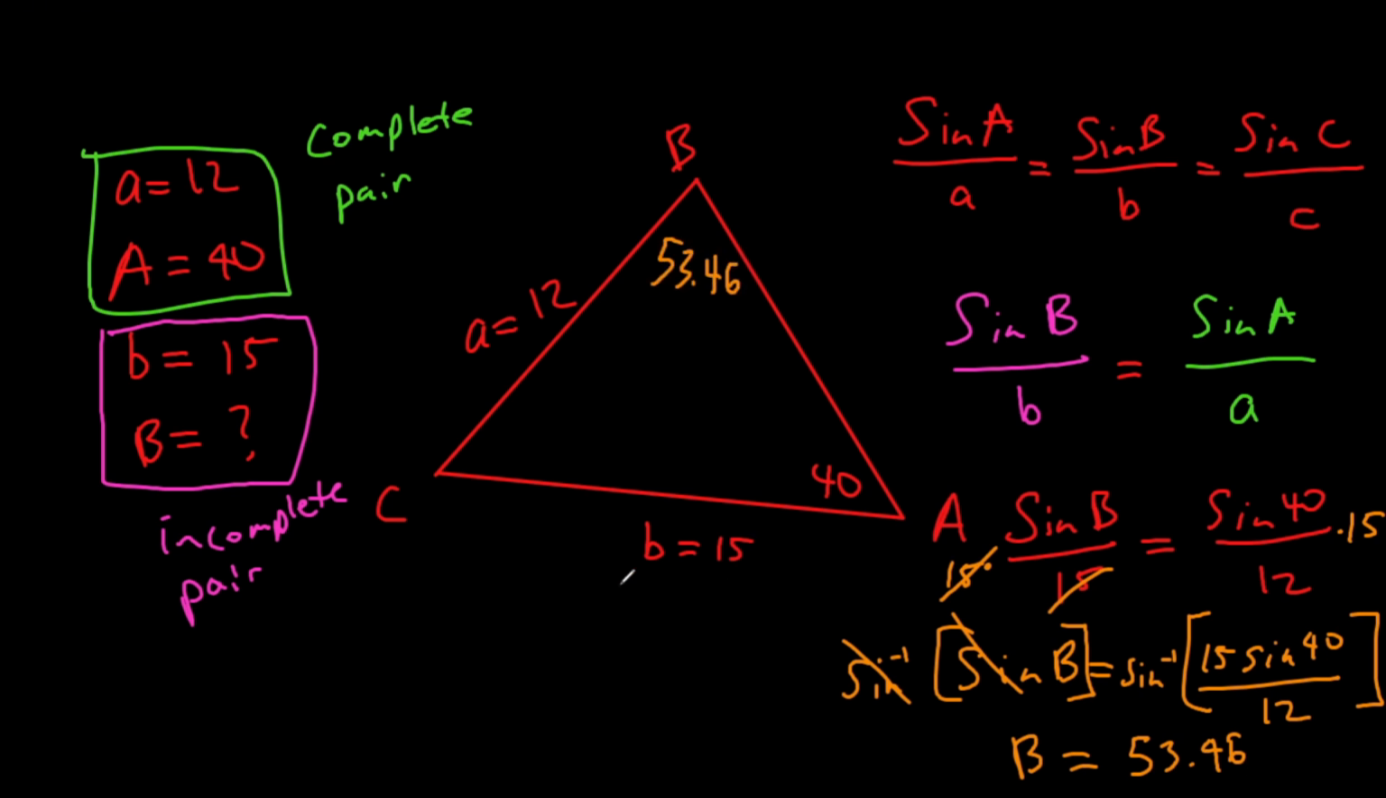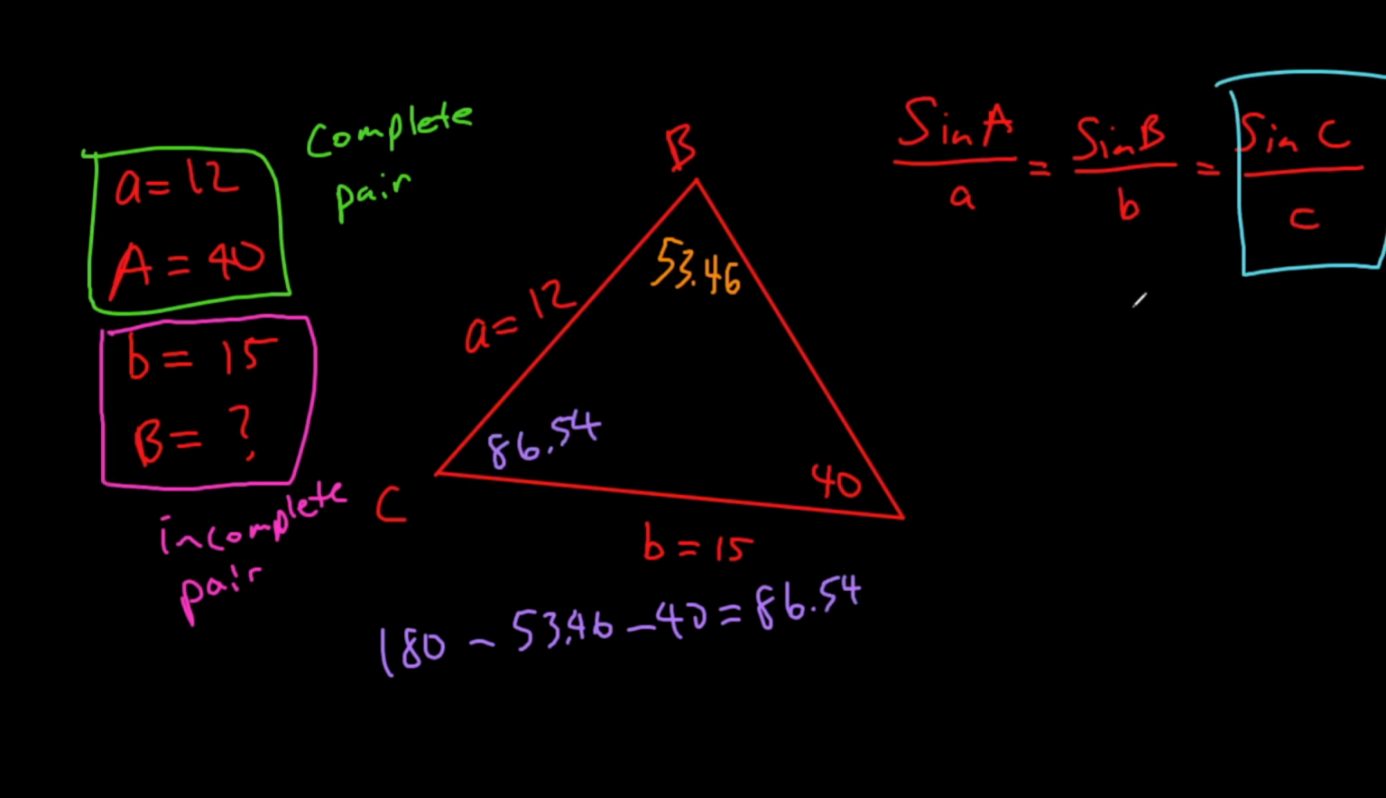Okay, now if we want, we can try to solve for C. To solve for C, we don't need sine law. We can just use the 180 rule. So we get 180 degrees minus 53.46 minus 40, and put that in our calculator, and we get 86.54.